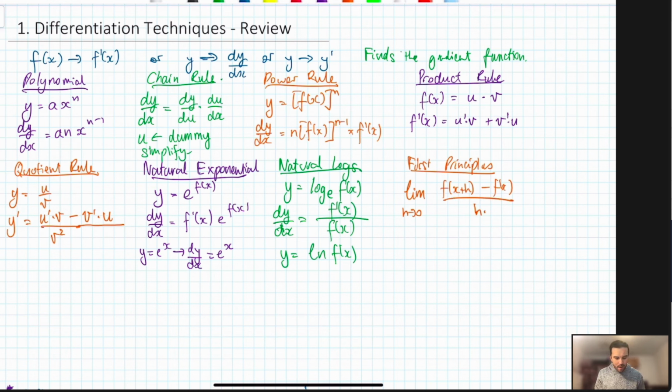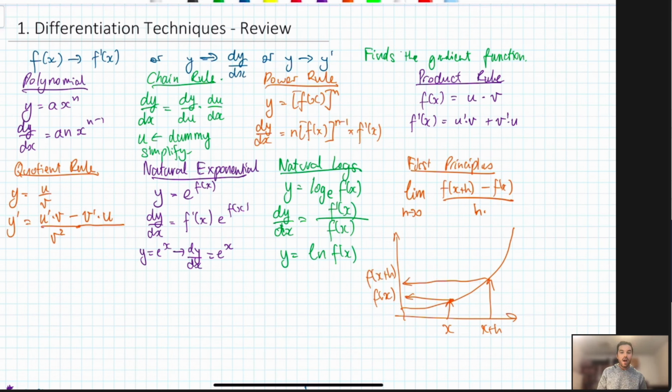And we can remember this if we remember trying to differentiate our quadratic. We might have something like this. This is exaggerated. This is our x. This is our x plus h. And this is our function when we're plugging in just x. And this is our function when we're plugging in x plus h. And what we're doing is we're finding the gradient here, rise over run, okay?